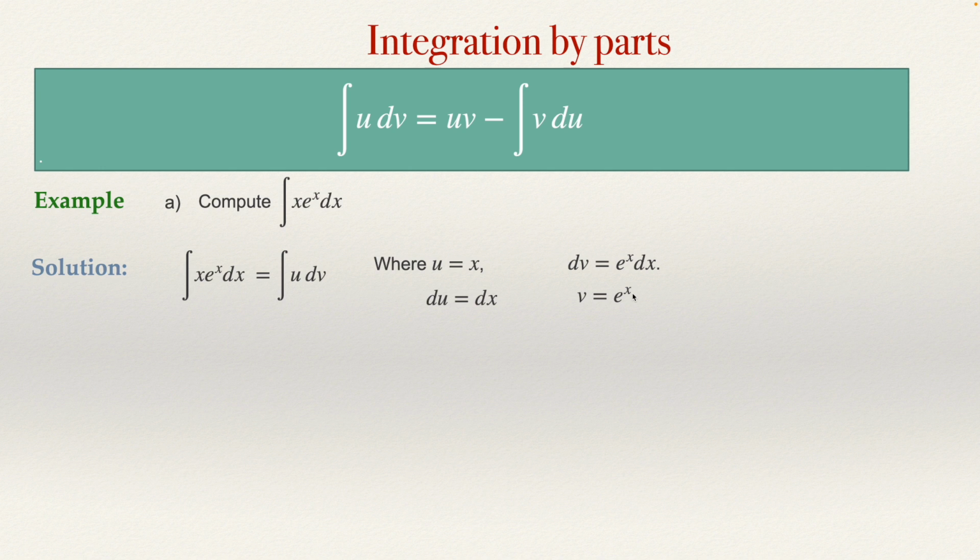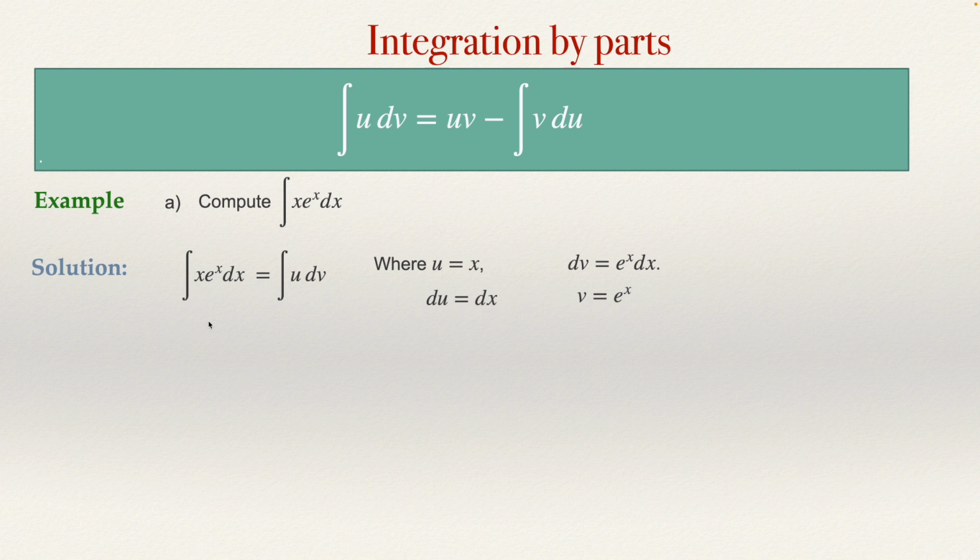And now we are going to observe if this integral of v du is easier to compute. So v is this, and this is du: e to the power x dx. Definitely this will be an easier integral. So this works only if the integral that you obtain is easier to compute than the original integral. We don't know how to compute this integral, but maybe the new one will be easier.